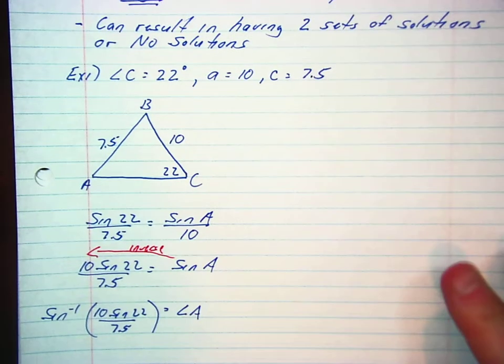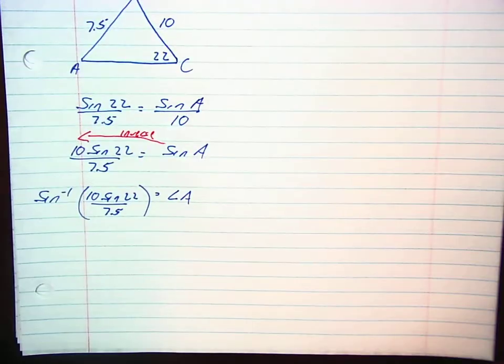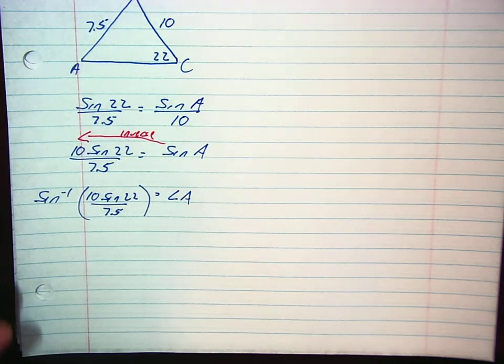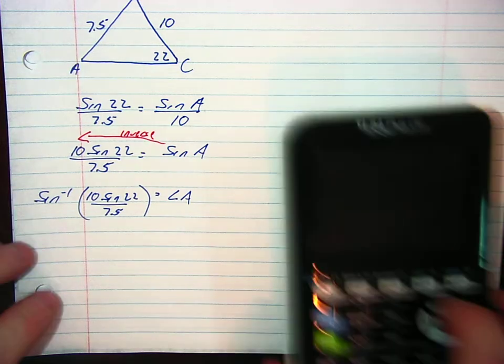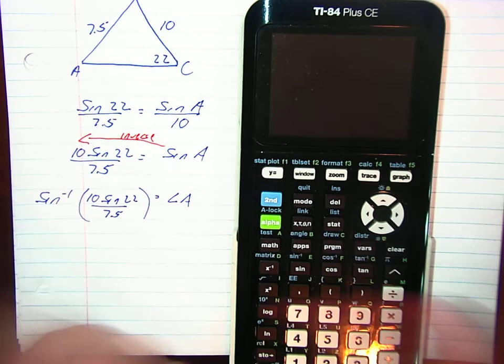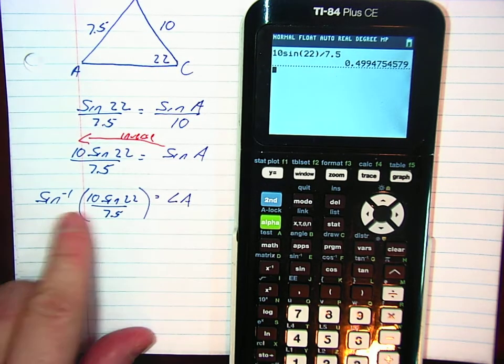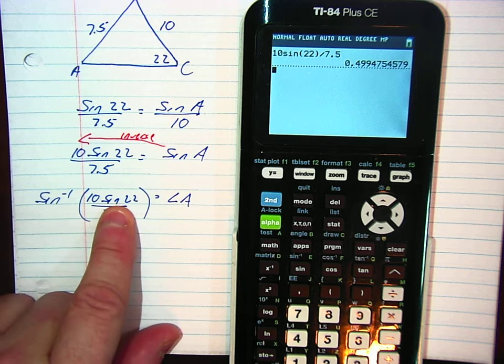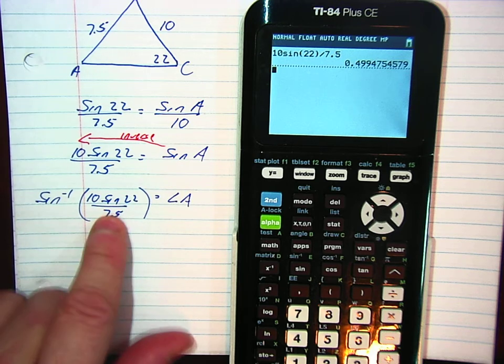Now, normally, you guys would just go to the calculator and find angle A. I'm going to show you something a little bit different. You're not going to do anything like this, but it'll help you understand what the ambiguous case is all about. So what I'm going to do instead is put this in my calculator without the inverse. I want to know what that is.